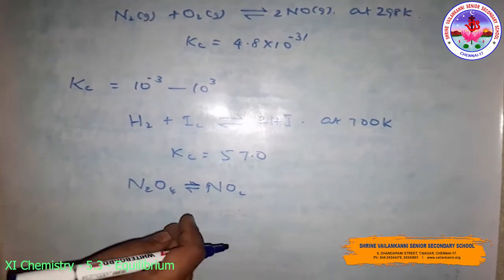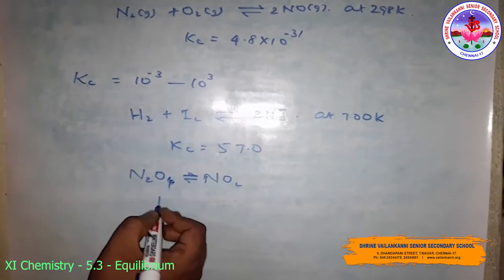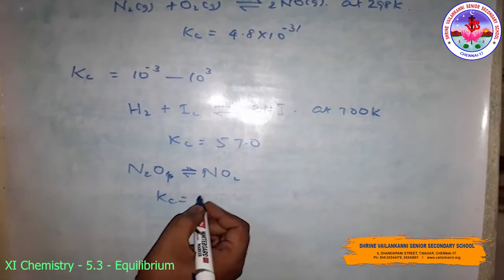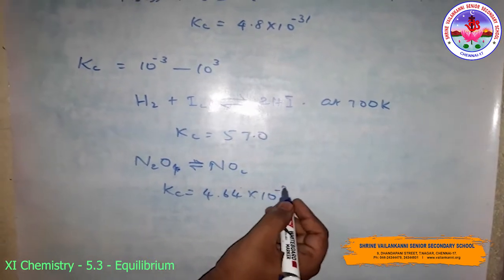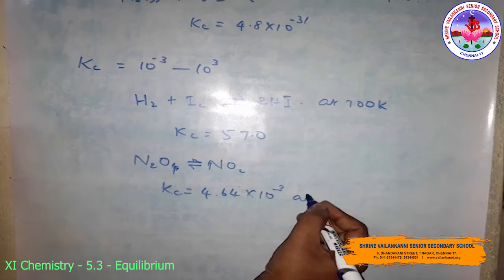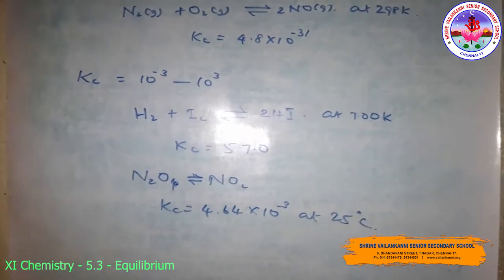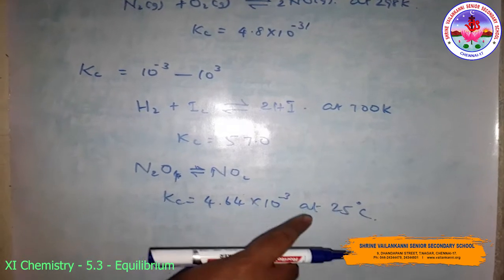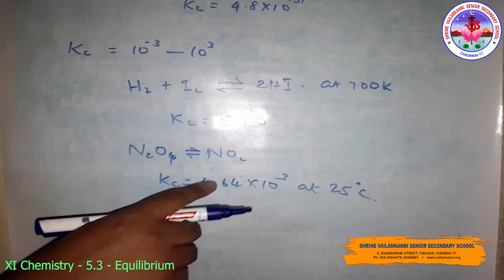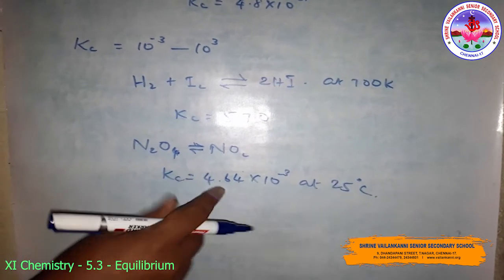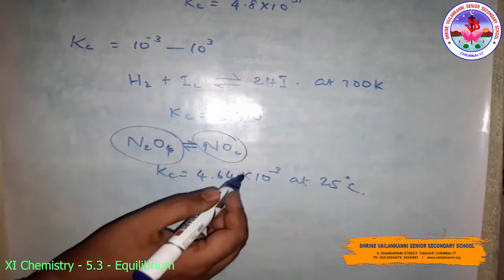So this is another reaction with the value for Kc of 4.64 × 10^-3 at 25 degrees Celsius, which is neither too small nor too large. Hence, the equilibrium mixture contains appreciable concentrations of both N2O4 and NO2.